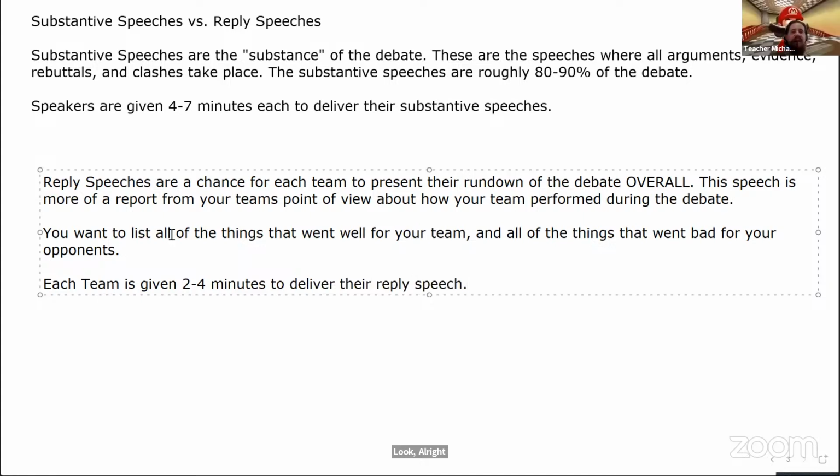Okay, so the reply speeches are a chance for each team to present their own rundown of the debate overall. This speech is more of a report from your team's point of view about how your team performed during the debate. This is different to what the third speaker has to do. The third speaker, when they're delivering their speech, will specifically talk about the arguments and the rebuttals and the clashes during the debate. But in the reply speech, this is your chance to present more like a report for the judges to show them how well your team did.